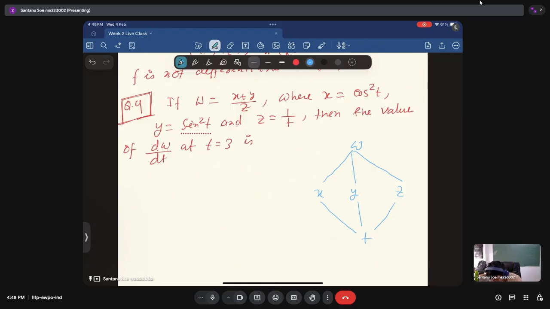To do the derivative of w with respect to the variable t, first we have to go to the x variable and then to t variable. Similarly to y variable, then to t variable, and also similarly to z and then to t. So this is how we have to do the derivative. So then z and then to t. Okay, so this is the solution.